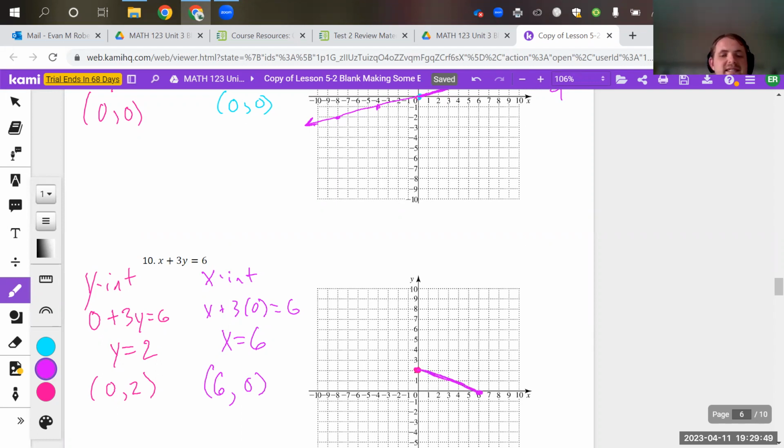The slope isn't easy to see in this form because we need that y equals mx plus b form to see the slope real quick. So we'll practice that in a later day, so we can just connect those dots and just draw arrows off of the end.